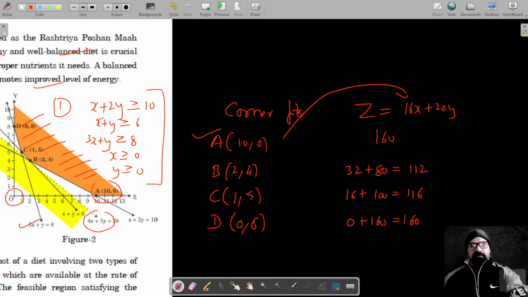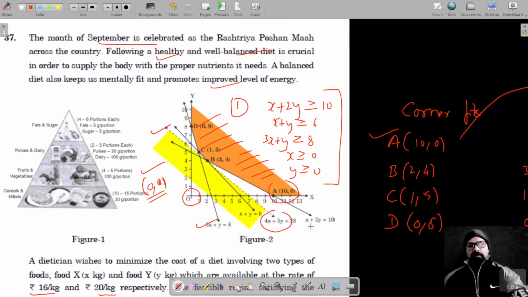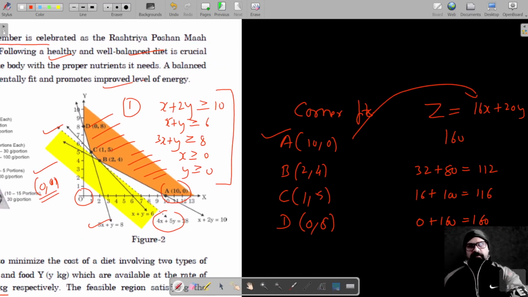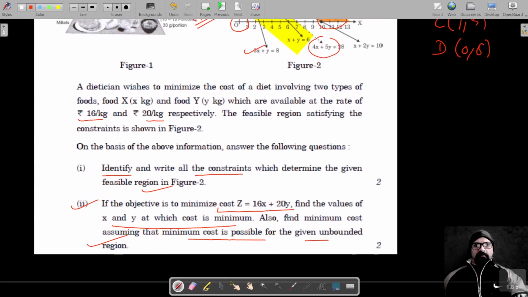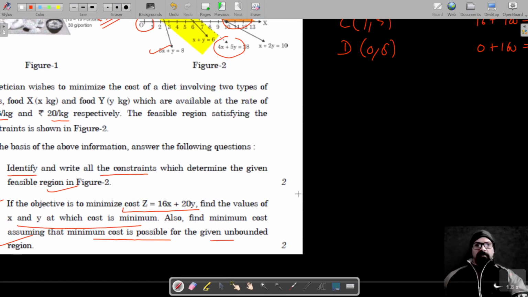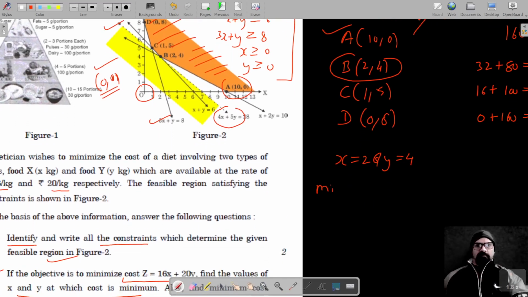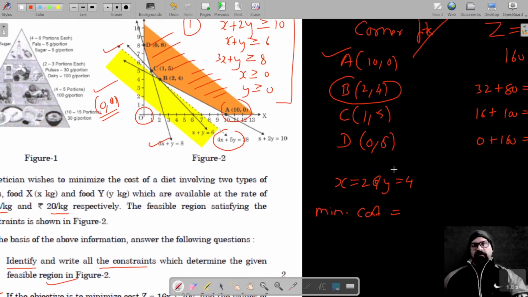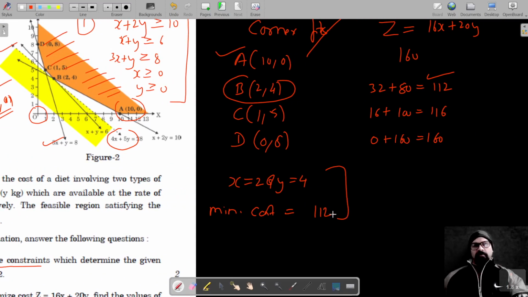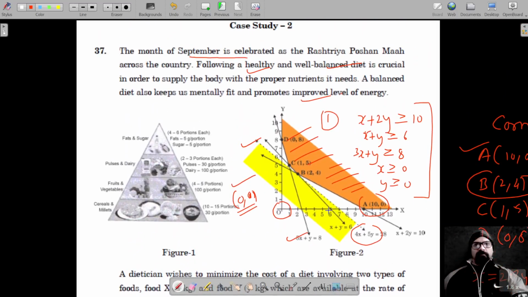Now it's asked in the question. So we have 160, 112, 116, and 160. Now the minimum cost is rupees 112, and that is at 2 and 4. So the values of x and y at which the cost is minimum are x is equal to 2 and y is equal to 4, and the minimum cost at these variables is 112. Okay, move on to question number 38.